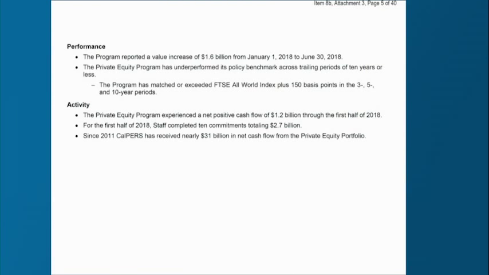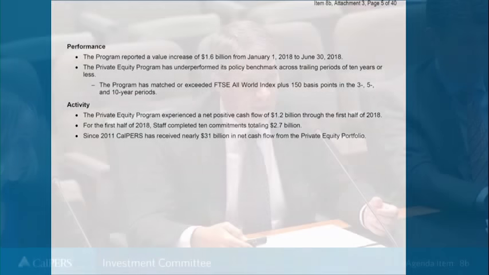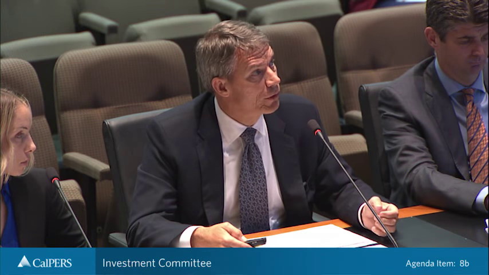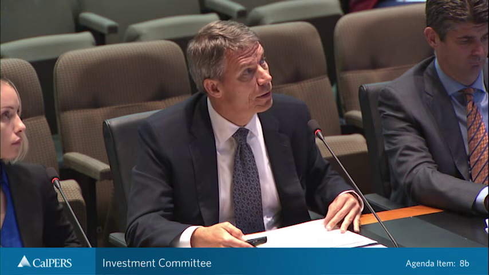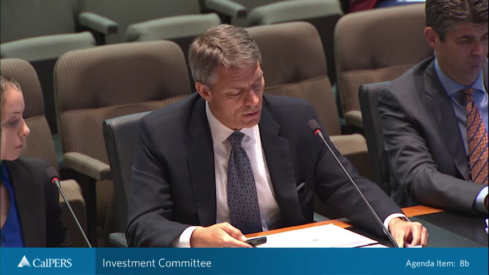Just as a note, the program had a net positive cash flow, meaning there were more distributions than contributions, over the 6 months of just over $1 billion. And we would note that since 2011, over just about 6 years, CalPERS has received nearly $31 billion of net cash from the portfolio. So Hannah's going to pick up on the industry.